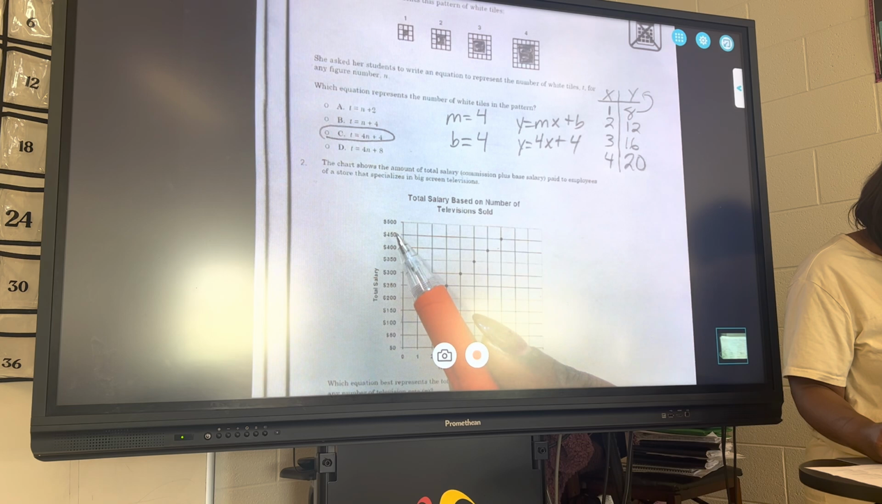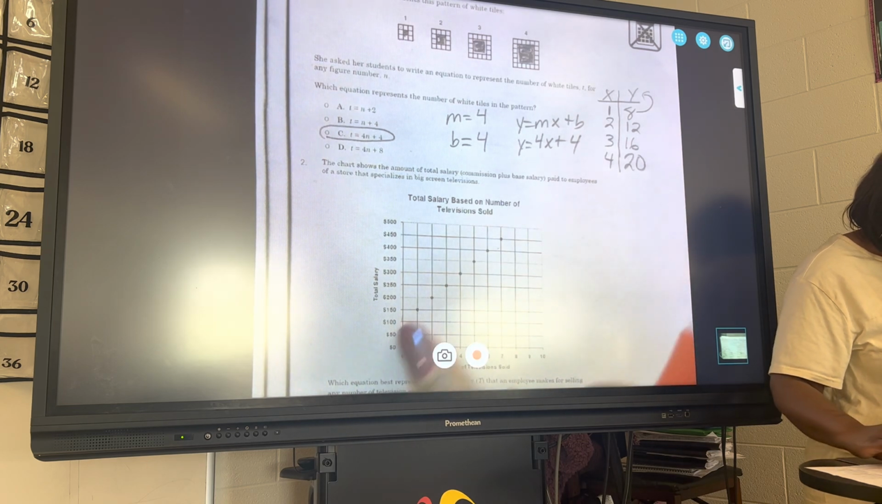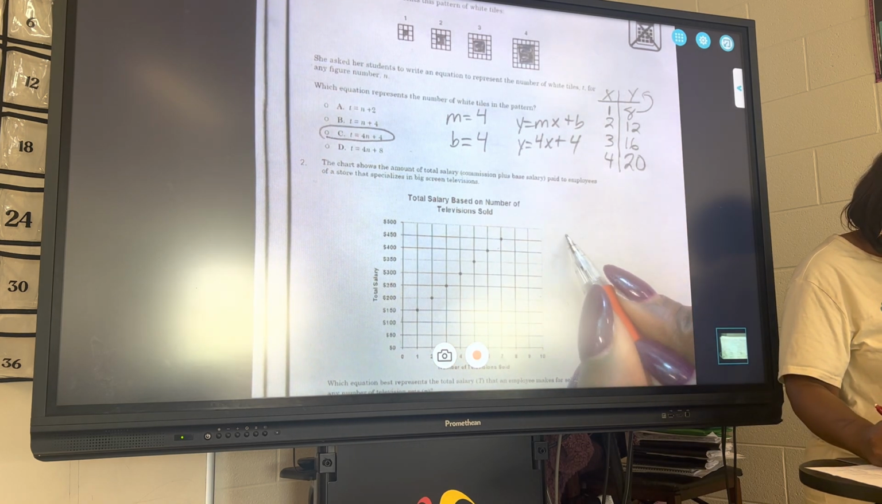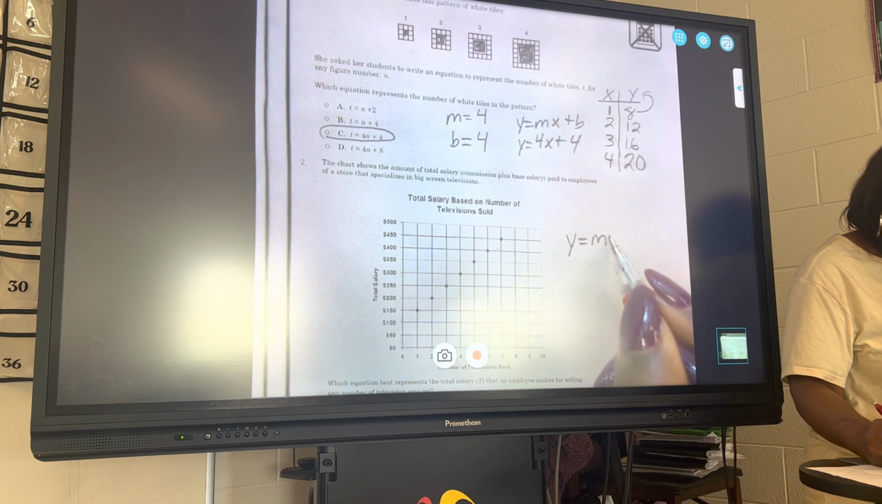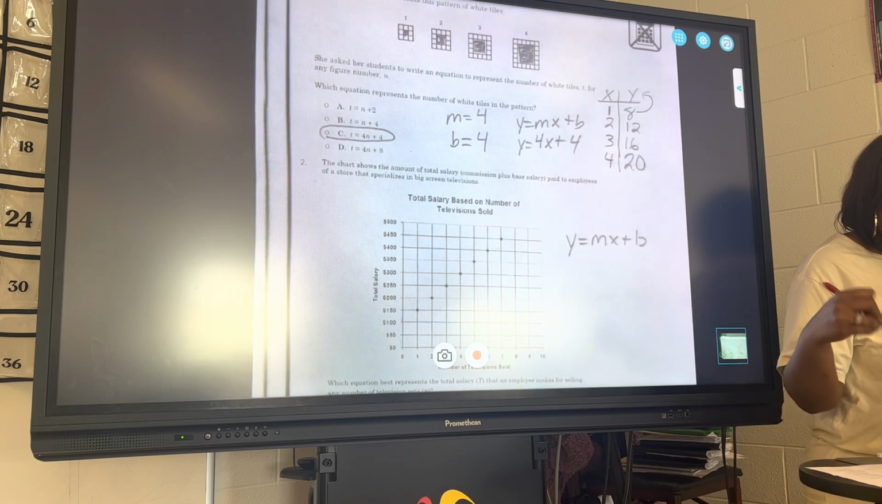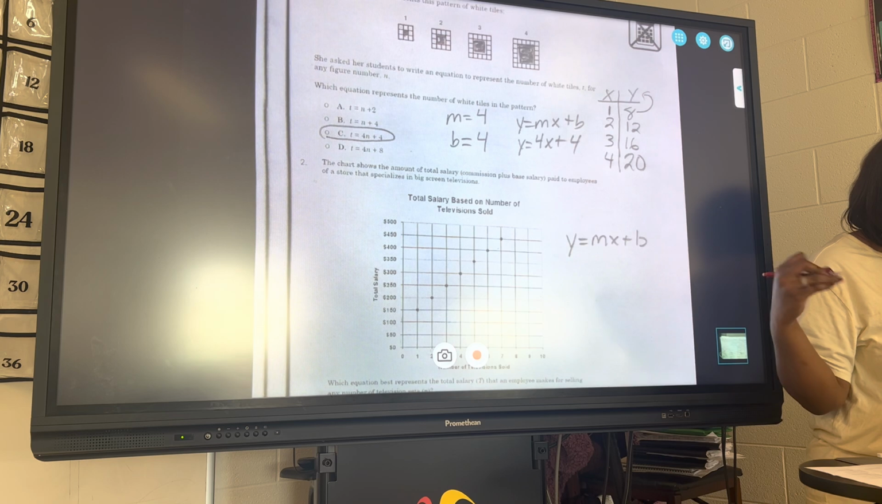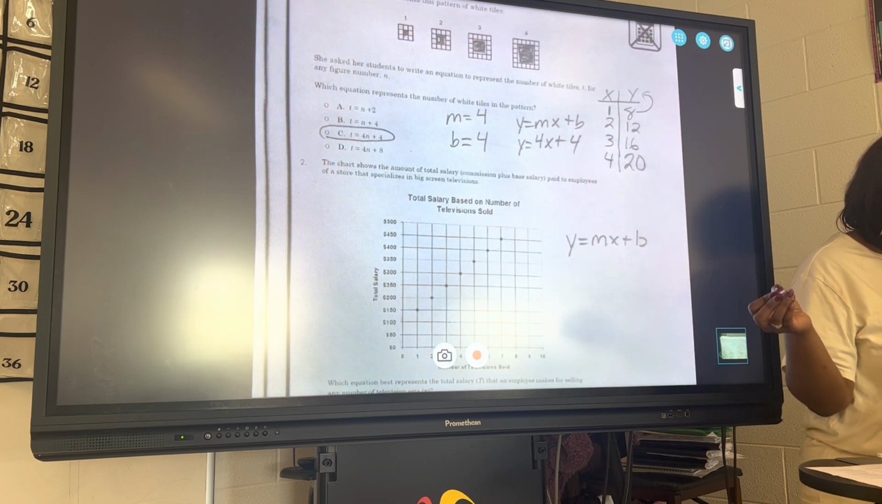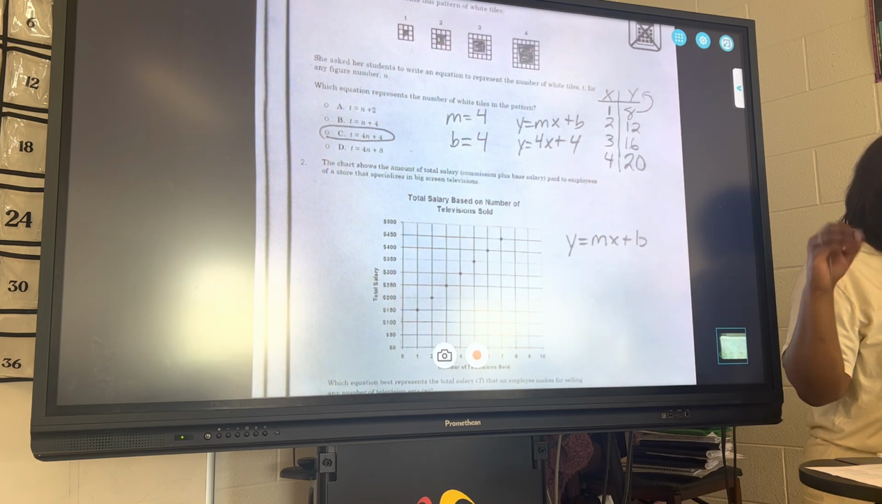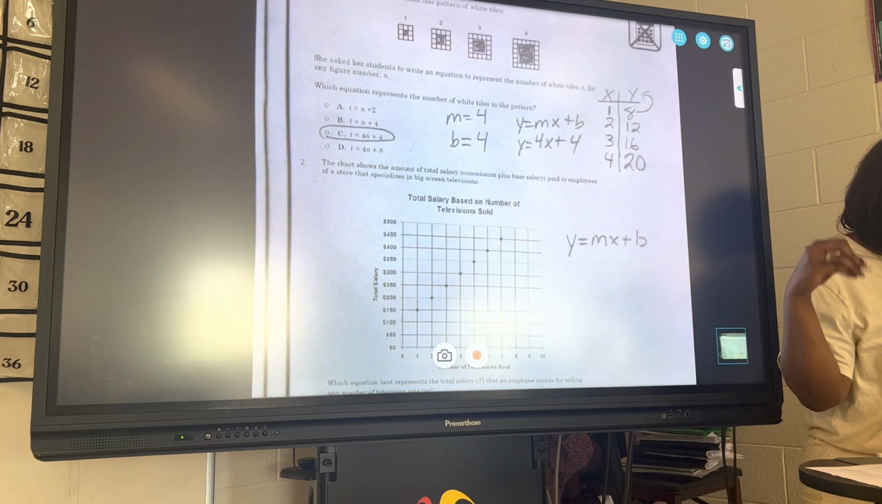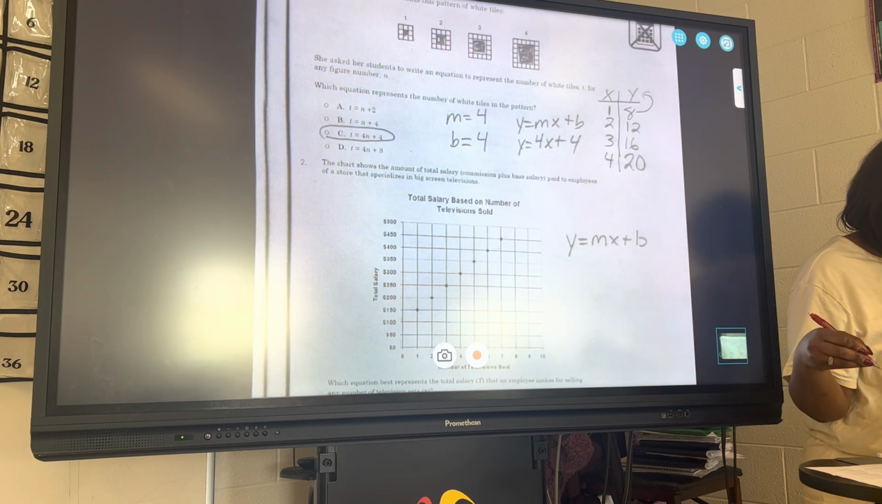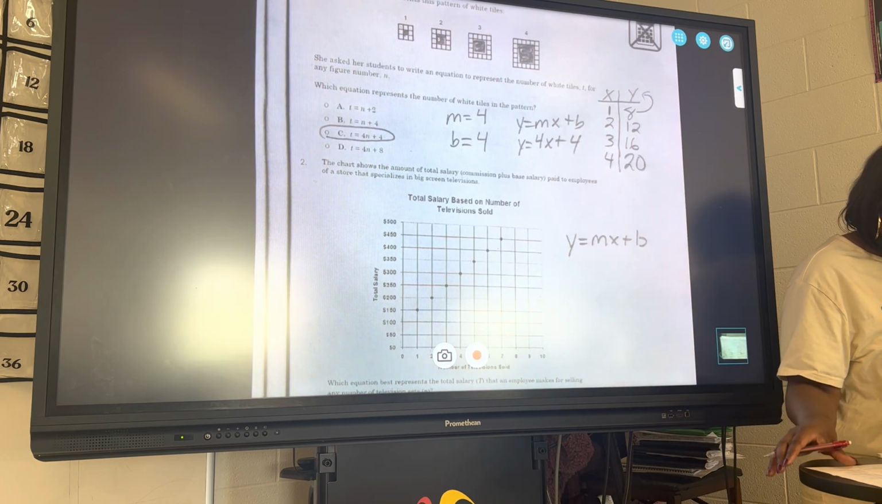Do you see that? So when you're writing, it's a straight line. So you already know the equation that needs to be in slope-intercept form, y equals mx plus b. If it was a curved line, it's y is equal to a times b to the x power. And if it's a U-shape, it's ax squared plus bx plus c. Do you remember? I don't remember the second one, but I remember the third. Yep, this is the linear one.